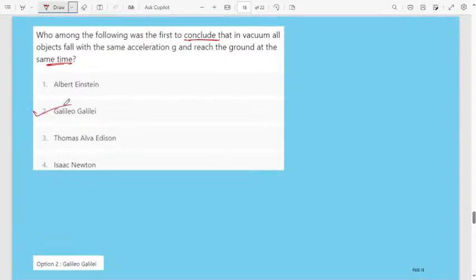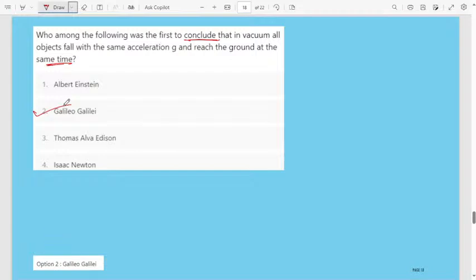You can think why it will happen inside the vacuum when you keep different objects of different mass. They will fall inside the vacuum with the same acceleration. Why? Because inside the vacuum there is no change in the acceleration. Acceleration will remain the same in the vacuum, since we evacuate the air, we remove the air.